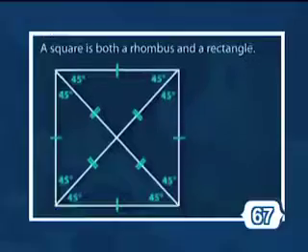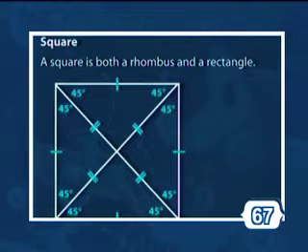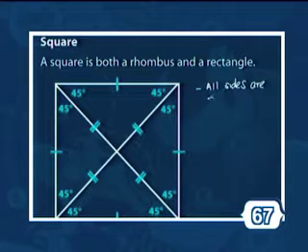The next shape we're going to look at is a square. Now, a square has all the properties of both a rhombus and a rectangle, but it also has some of its own special properties. So therefore, we know, since it has the properties of both a rhombus and a rectangle, we know that all sides are equal. We also know that the diagonals are equal.